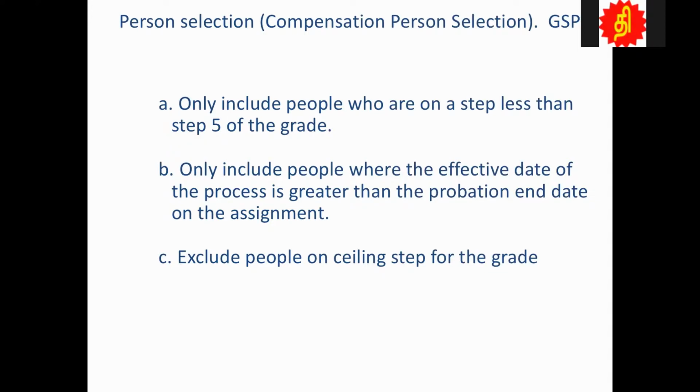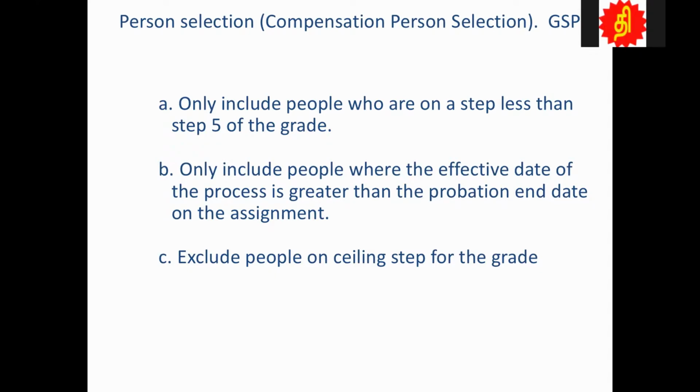The second validation is to only include people where the effective date of the process is greater than the probation end date on the segment. In short, if a person is still in the probation period, do not process the person. So how do we know that? The information we have is a probation date. If we get that date, we validate it with the effective date. If the probation date is greater than or equal to the effective date, we do not process the person.